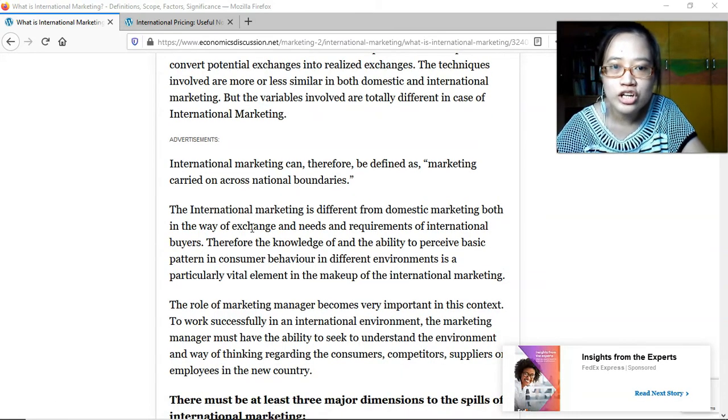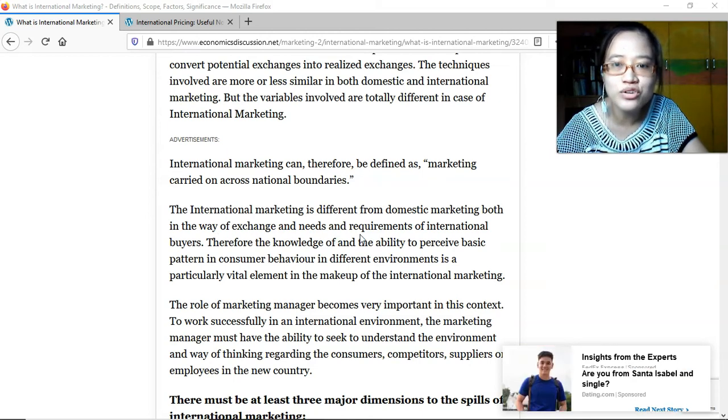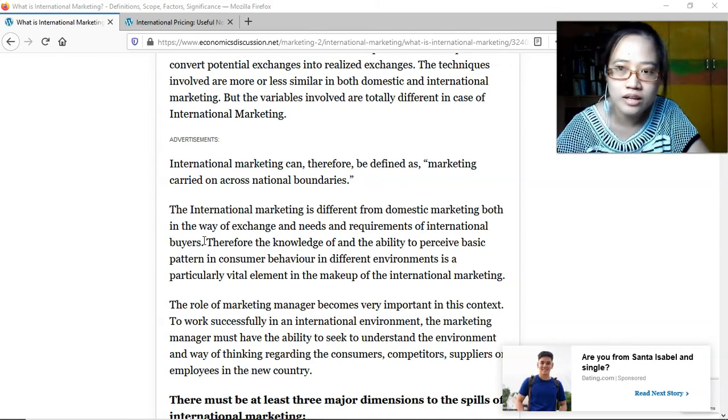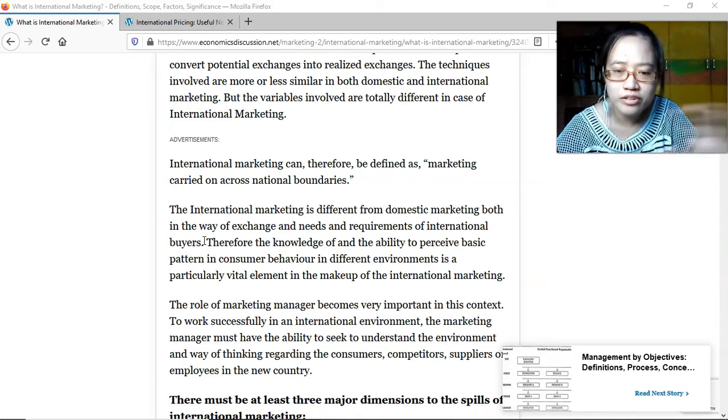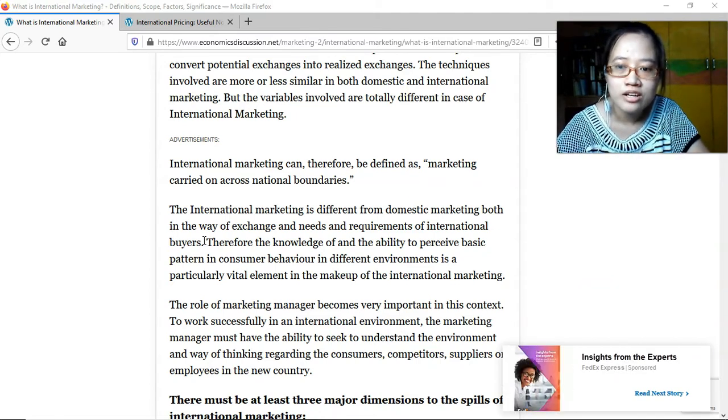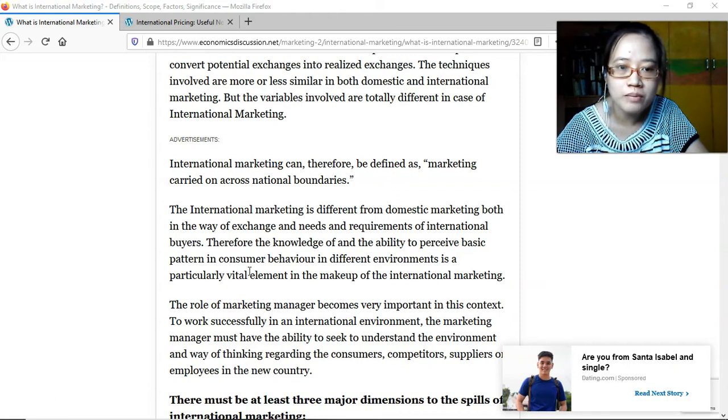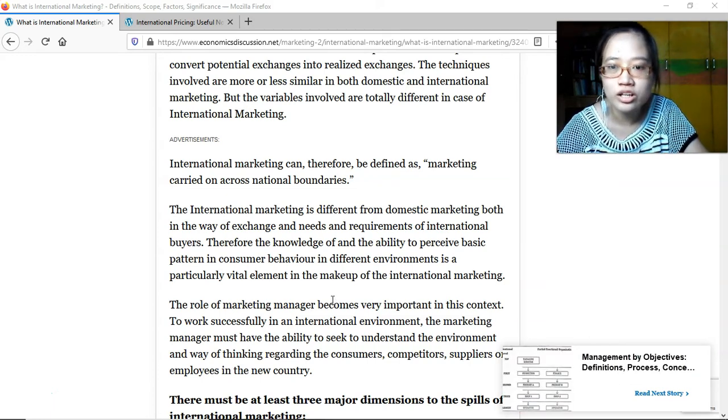International marketing is different from domestic marketing both in the way of exchange and the needs and requirements of international buyers. So again, there are different groups of people in different cultures who could have different beliefs, so they could have different preferences, different criteria when choosing goods and services. Therefore, the knowledge of and the ability to perceive the basic pattern in consumer behavior in different environments is a particularly vital element in the makeup of international marketing.